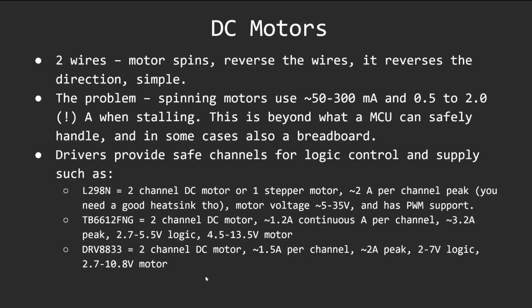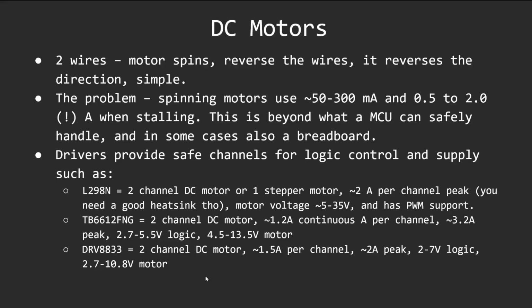All right, well, let's start talking about DC motors. Very simple, two wires. Motor spins, reverse the wires, it reverses directions. Very simple. The problem is that a motor uses a lot of current compared to some of the other components we've talked about. A spinning motor alone can use 50 to 300 milliamps, and if it stalls, that could use half an amp to even 2 amps. It's crazy. This is well beyond what a microcontroller could safely handle, in some cases, even a breadboard.